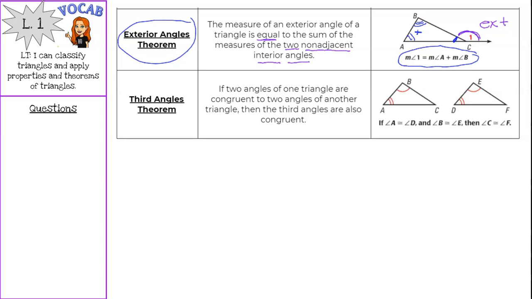And then we have our third angles theorem. So if 2 angles of one triangle are congruent to 2 angles of another triangle, then the third angles are also congruent, which should make sense because we have 2 congruent angles. This one, since they have to sum to 180, would also be congruent.